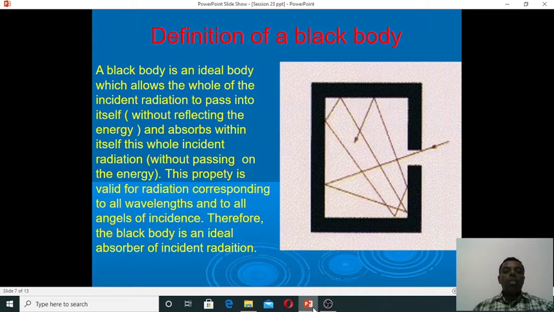So, what is the definition of a black body? A black body is an ideal body which allows the whole of the incident radiation to pass into itself without reflecting the energy, and absorbs within itself this whole incident radiation without passing the energy. This property is valid for radiation corresponding to all wavelengths and to all angles of incidence. Therefore, a black body is an ideal absorber of incident radiation.